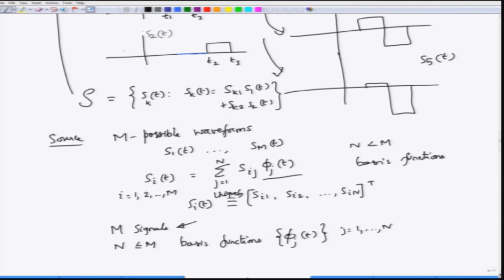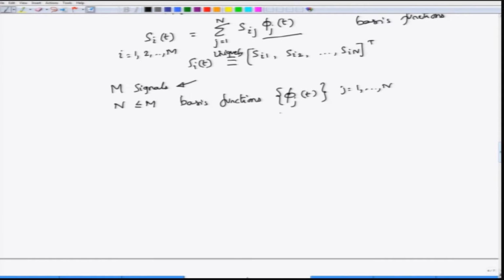Now, we will not go into the details of how to obtain the basis functions. I will simply assume that process is covered elsewhere. You can actually generate them by going through a process called Gram-Schmidt Orthogonalization.